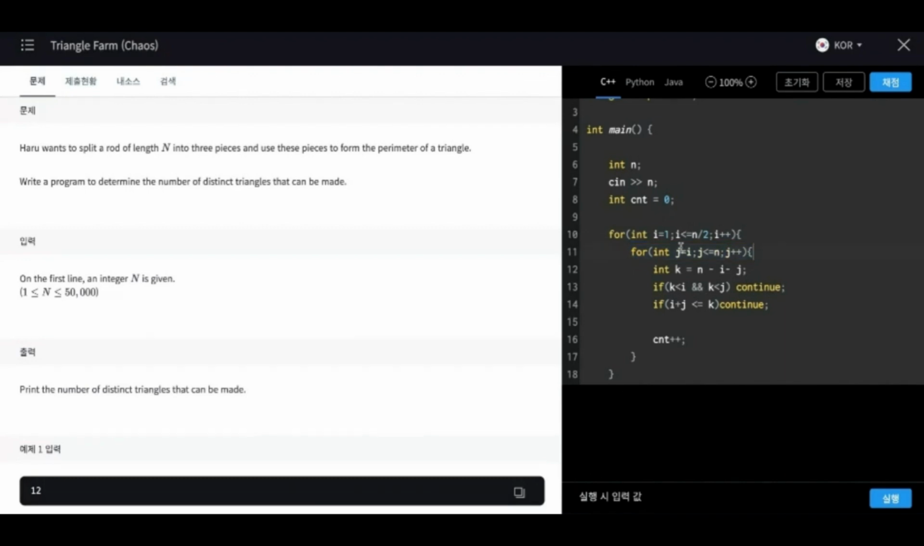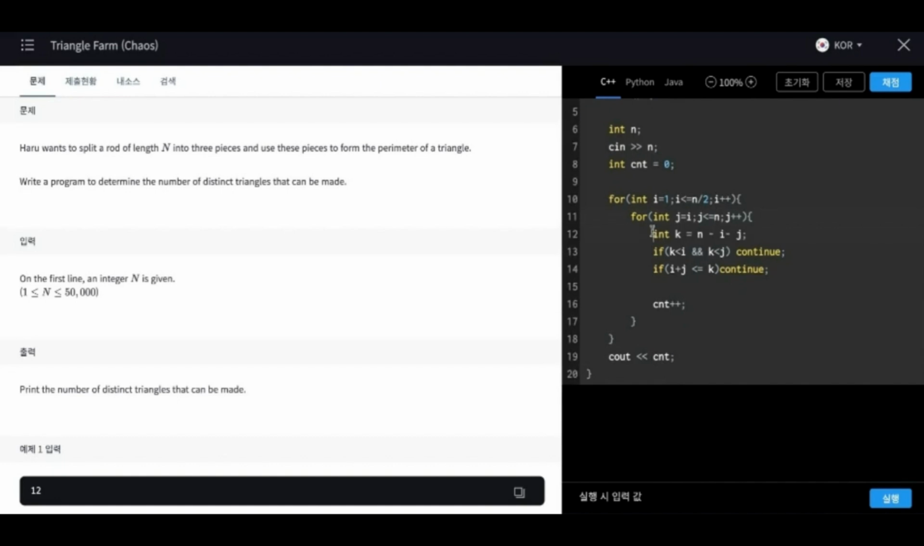And j, I'm just going to freely set it from i to n. Again, you can hyper optimize this, but for simplicity, it's just n here. And then we're going to calculate k by subtracting the 2 sides. If k is smaller, if it's not the greater side, just continue.